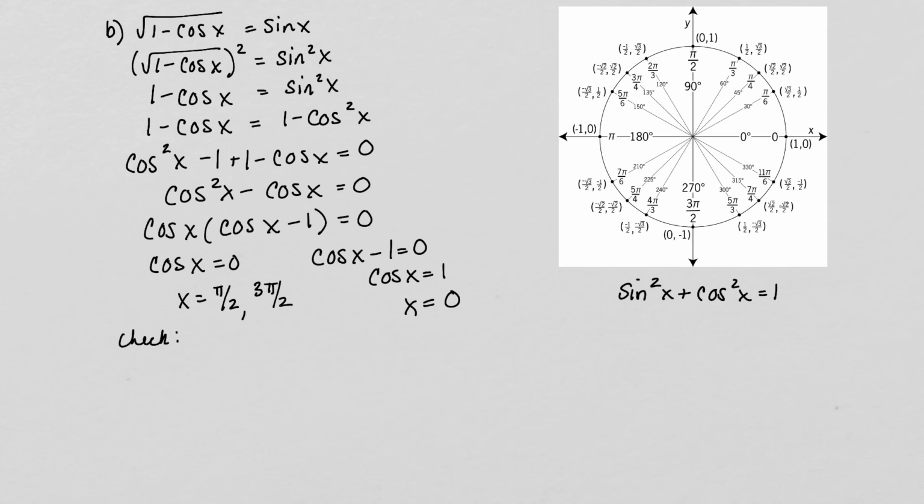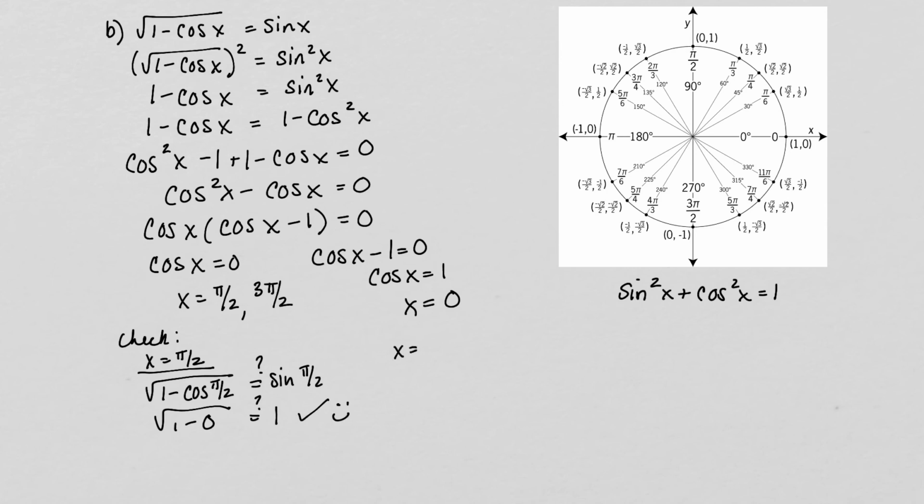So we'll start with checking x equals pi over 2. So if I check x equals pi over 2, we're looking at the square root of 1 minus the cosine of pi over 2, and I want to know is that equal to the sine of pi over 2. So the cosine of pi over 2 is 0, so is 1 minus 0 equal to the sine of pi over 2, which is 1. So yes, that actually does work out.